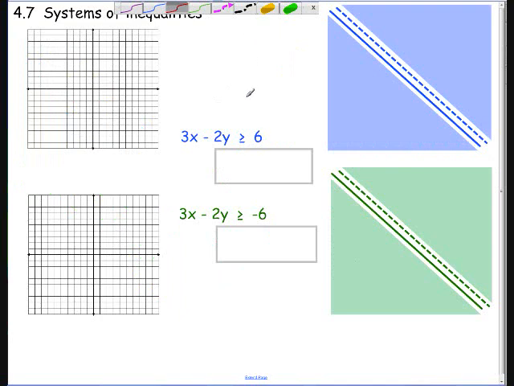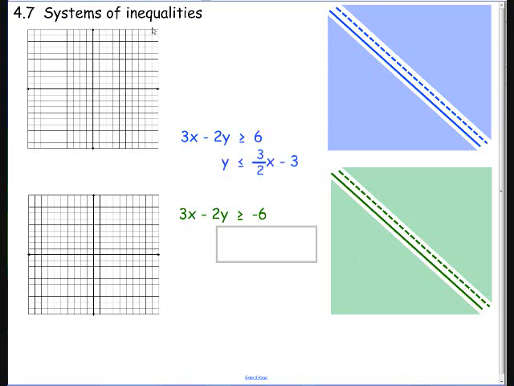Now we're going to try another one ourselves. Let's see. When I transform this into slope-intercept form, this is what it looks like. And I'm going to grab a line that I can use. It'd be a solid line, right? It should be solid because this includes equals. And I want to have a slope of up 3 over 2.